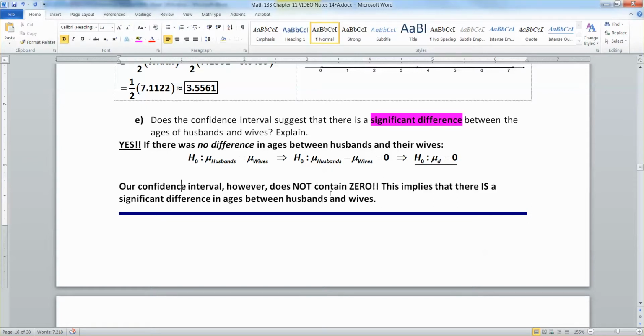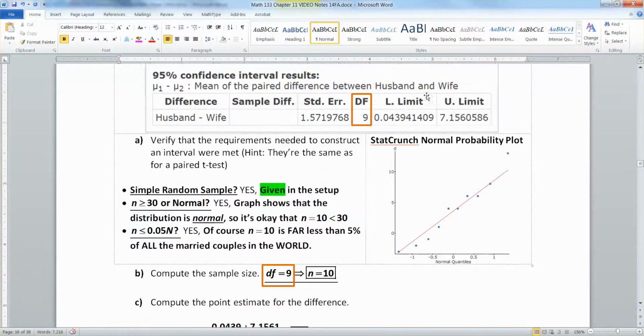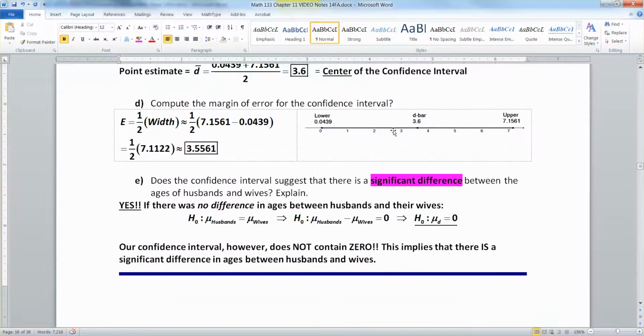But our confidence interval does not contain 0. The lowest number we have is 0.04. 0 is not in our interval. That implies that there is a significant difference in ages between husbands and their wives, or between wives and their husbands. I'm going to reverse it just for the heck of it, not to be all sexist about it. Between wives and their husbands. There we go.